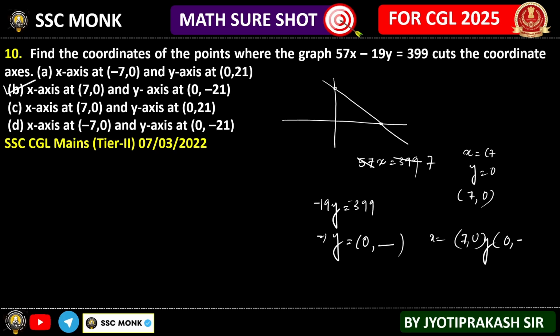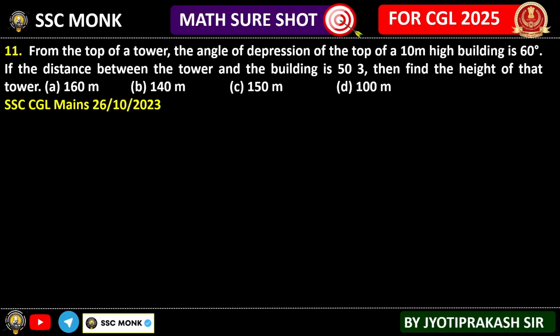Clear? Next, from the top of a tower. That means in these 10 questions we have covered all types of questions that Adda can ask in your CGL examination. So you do not need to worry about it, you do not need to think a lot about it. Just focus on your conceptual clarity. Go through the coordinate geometry formulas, the slope, the line, the circle, whatever I have taught you. It will be more than sufficient. You do not have to panic.